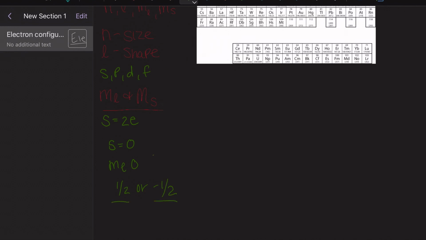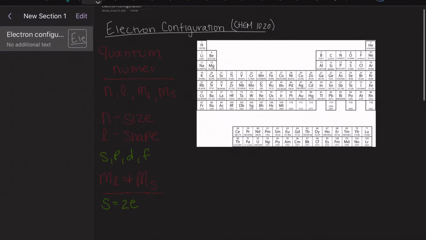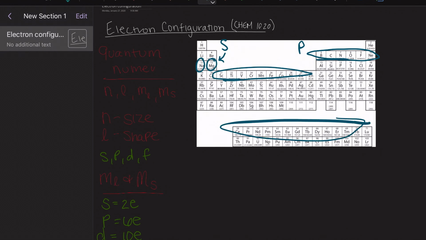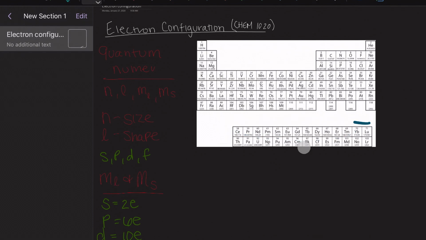But we can also just count. We can go up here to where s is and say 1, 2. And then we can go to where p is and count, and this is 6 across. So we know that p can hold 6 electrons, d can hold 10 electrons, and f can hold 14 electrons. We can tell by counting 10 across here and 14 across there. So, those are the quantum numbers, and we use them to write out our electron configurations.